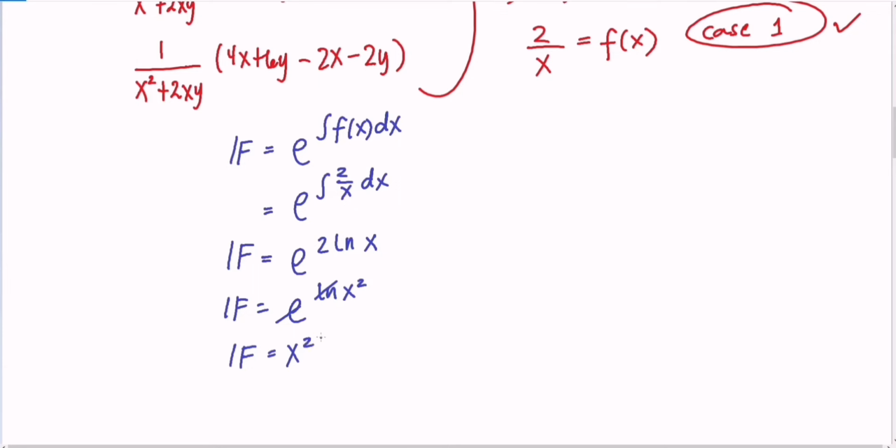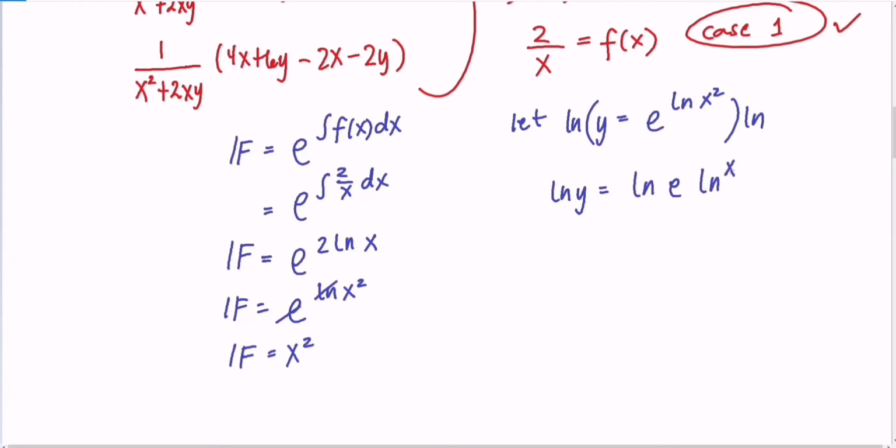Okay? So, baka nagtataka kayo, bakit kinakancel yung e raised to ln? Kasi, di ba guys, for example, let's say I have, let y is equal to, for example, I have e raised to ln x squared. Okay? So, kapag ganyan, pwede natin siyang i-multiply both by ln. Ayan. So, pag binultiply natin both sides by ln, we will have ln y equals ln e raised to ln x squared.